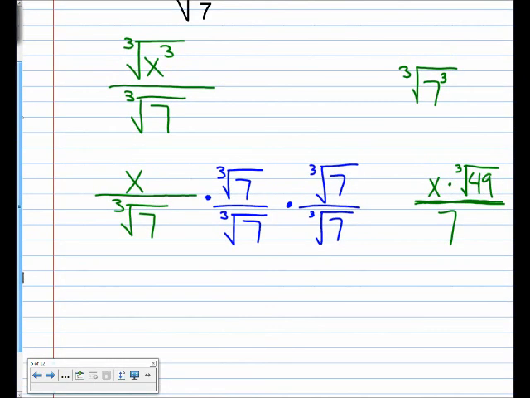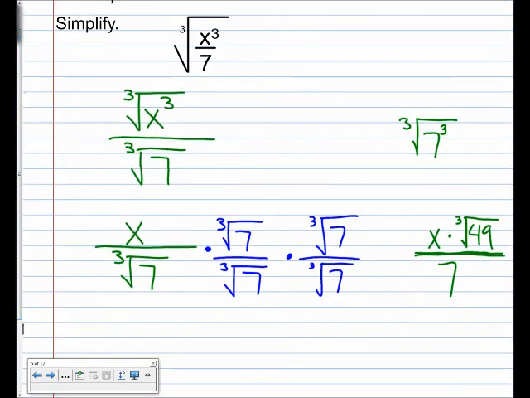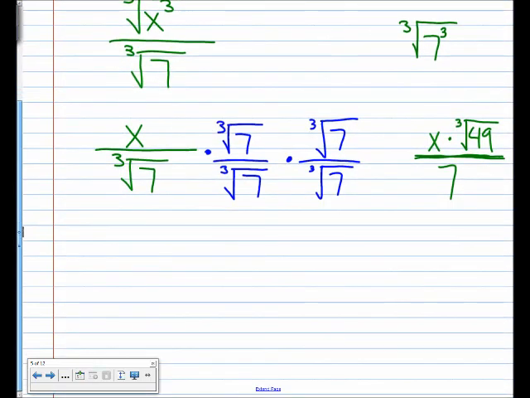Because I split this radical into 2 separate ones, and the cube root of x cubed is x. Yeah. So the answer here is this. Now, again, is that any different than what I started with? No. But that one over there doesn't have a radical in the bottom, so that's simplified.